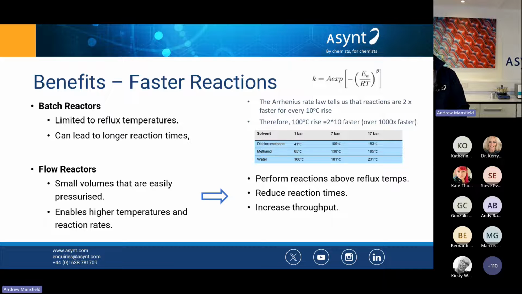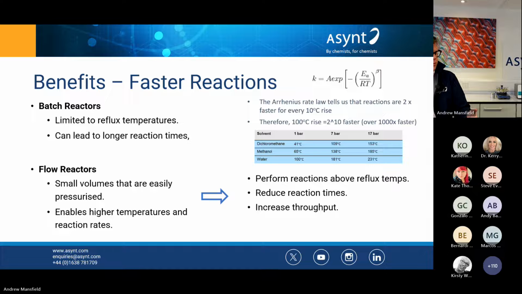So I know this is pretty small in here. I should have made that a little bit bigger. But we all know water at atmospheric pressure boils at 100 degrees. That's a constant. We're taught that from year one at school. If we increase the pressure, and I've only taken this up to 17 bar, we can more than double the boiling point of water. And we can apply that to other solvents in our reactions, but also take into account the other volatiles within our reaction.